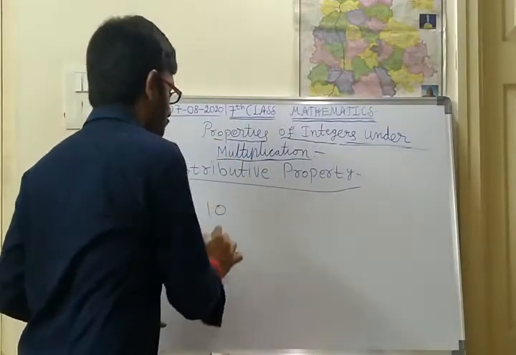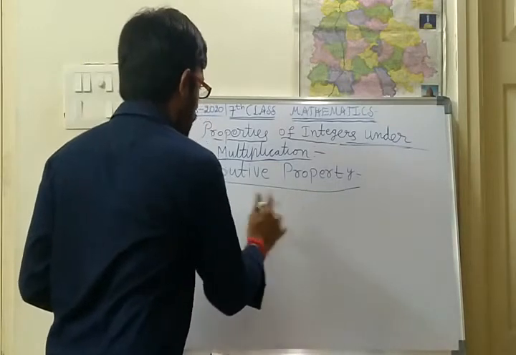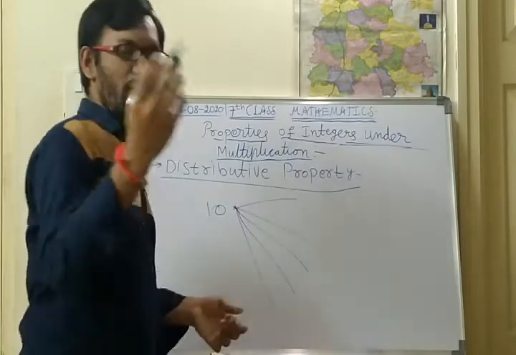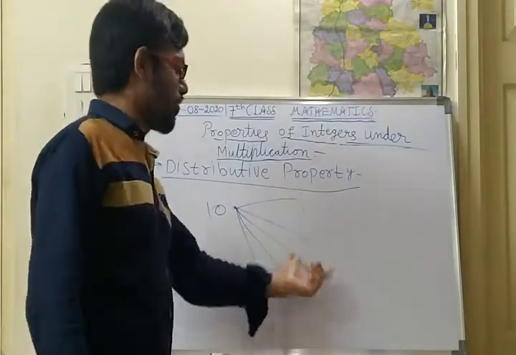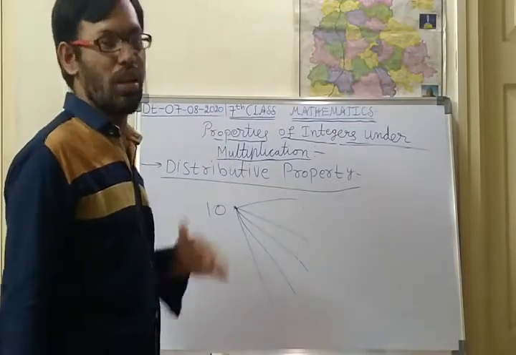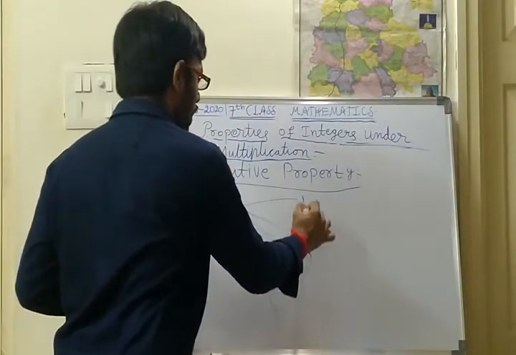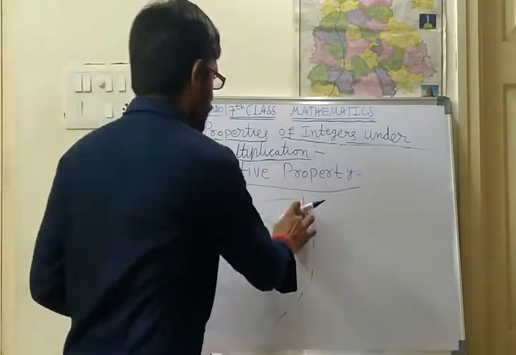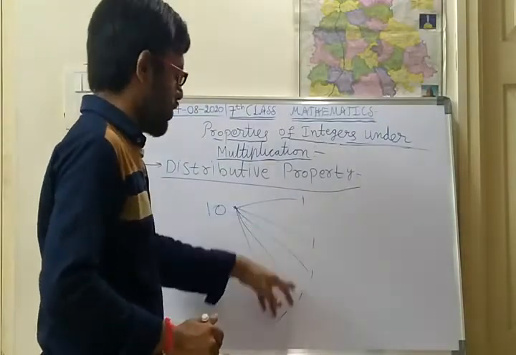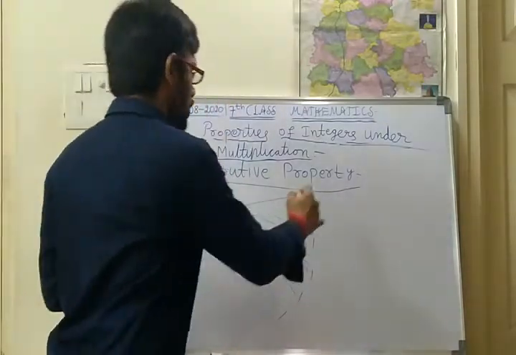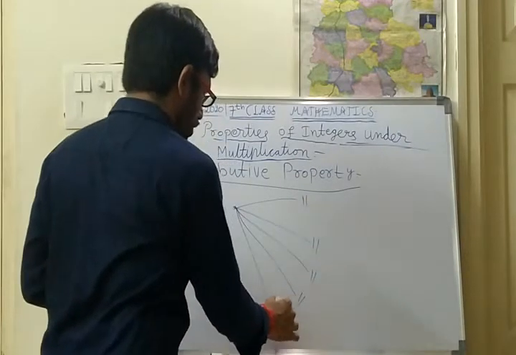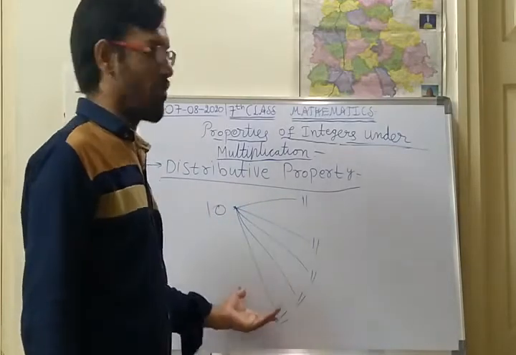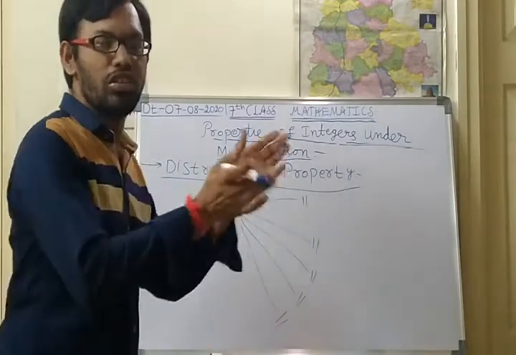So 10 chocolates are there, and you want to give them to 5 members, your 5 friends. You will distribute very equally. First you will give one chocolate to one member. How many chocolates will be left over? Again 5 chocolates will be left over. So again you give one more chocolate to each member. Or else directly 10 chocolates for 5 members, 5 into 2 is 10. Like that you will distribute equally.